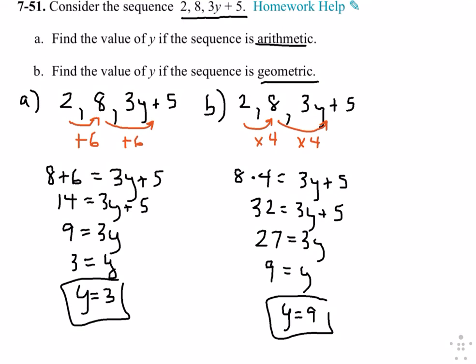The key part to this problem is a couple things. One, they're telling us it's a sequence, and then they're telling us that it's either arithmetic or geometric. So we know there's a constant that's getting added or a constant that's getting multiplied.